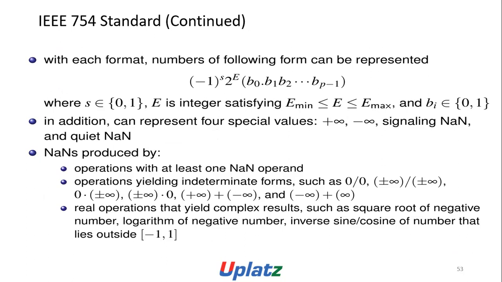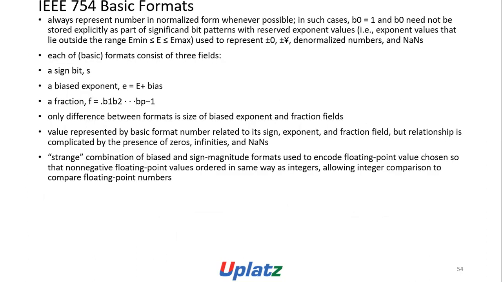In addition, four special values can be represented: plus infinity, minus infinity, signaling NaN, and quiet NaN. NaNs are produced by operations with at least one NaN operand, and by operations yielding indeterminate forms such as 0 divided by 0, infinity divided by infinity, 0 times infinity, and plus infinity plus minus infinity. They are also produced by real operations that yield complex results, such as the square root of a negative number, the logarithm of a negative number, and the inverse sine or cosine of a number that lies outside minus 1 to 1.